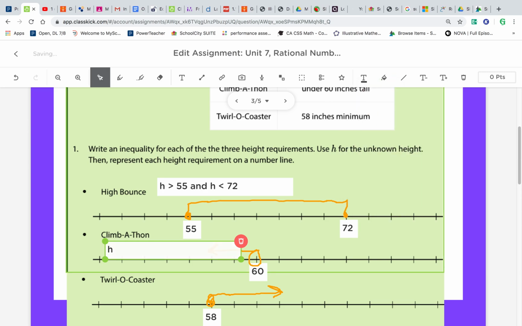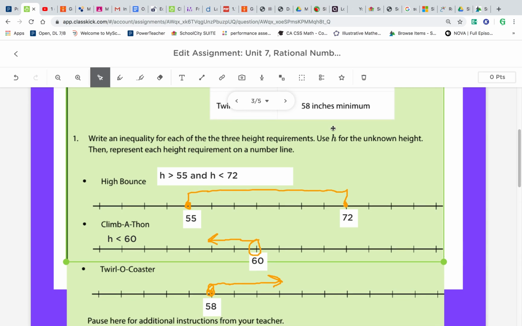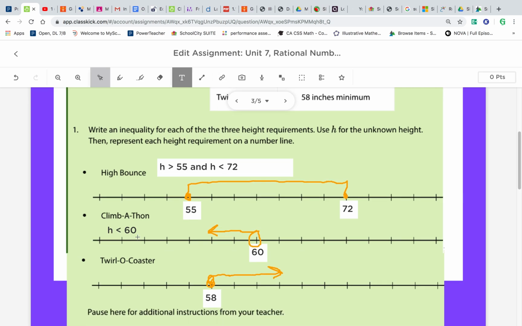The height has to be less than 60. That's what this means here, less than 60. And 58 inches minimum, it can be 58. So it can be equal to 58, and it can also be greater than 58. So it can be equal to 58 or it can be greater than 58.